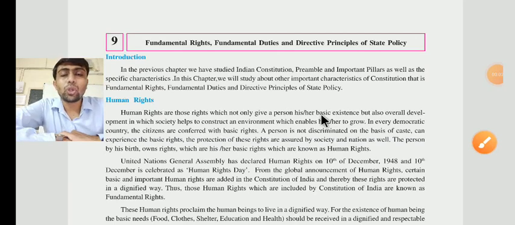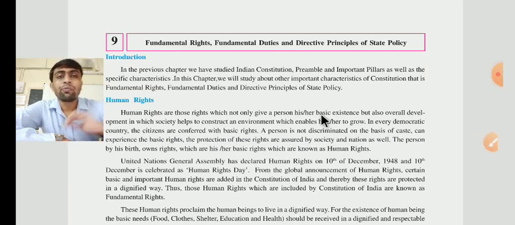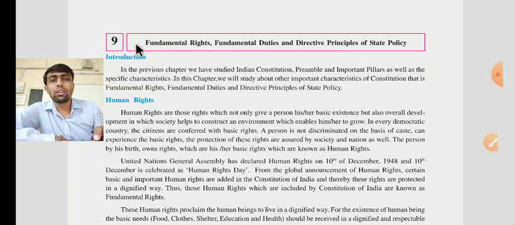Dear children, today we have to learn in Standard 9 subject Social Science, chapter number 9. The name of the chapter is Fundamental Rights, Fundamental Duties and Directive Principles of the State Policy. Dear children, first of all, we have to give the introduction part.